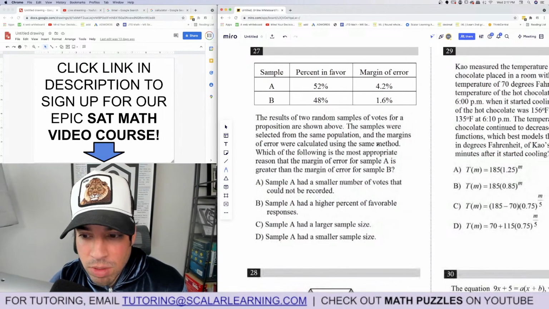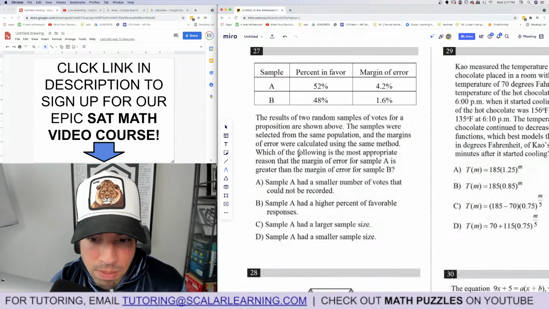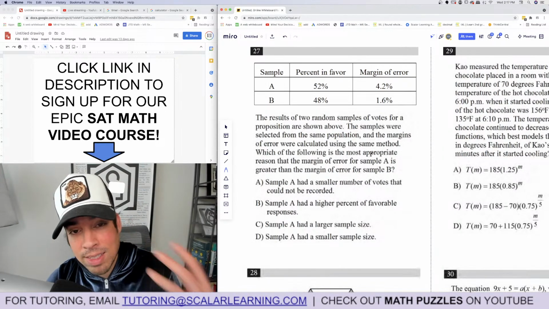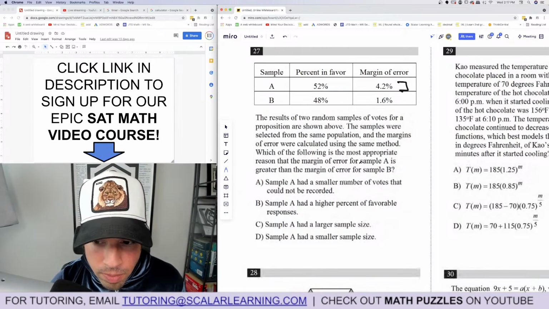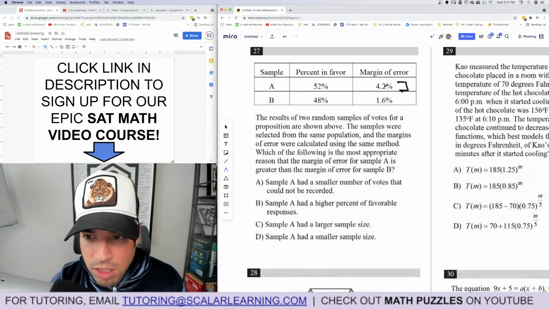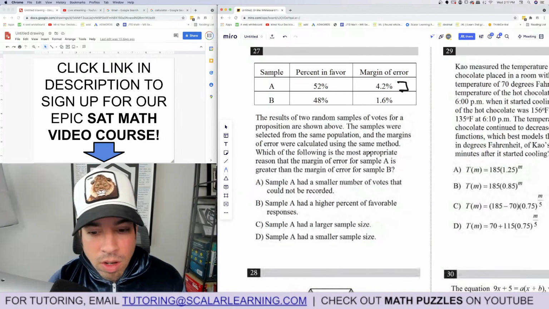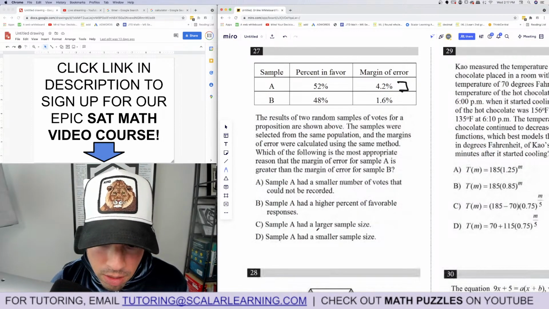The samples were selected from the same population. Margins of error were calculated using the same method. So it's basically identical types of surveys, but this one had a way bigger margin of error. What is the most appropriate reason that this margin of error is bigger? Now, it's going to be the sample size.